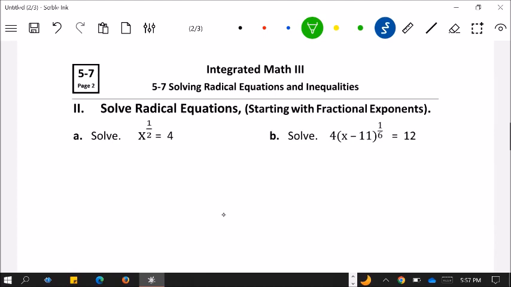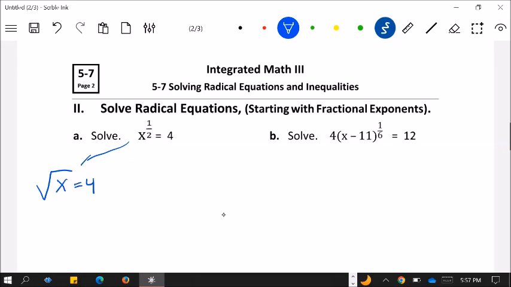Now let's take a look at radical equations, starting with fractional exponents. So what we're going to look at here is what can we do? It would be perfectly fine for me to take this and do the square root of x equals 4. Square root of x equals 4. And then square both sides.